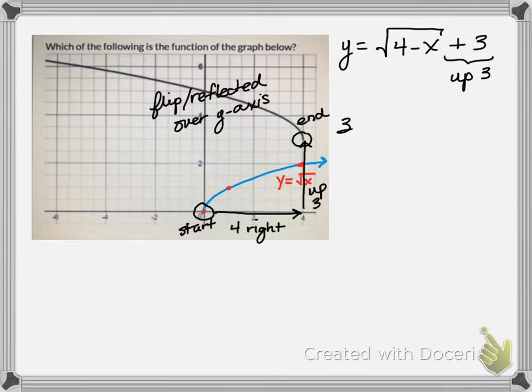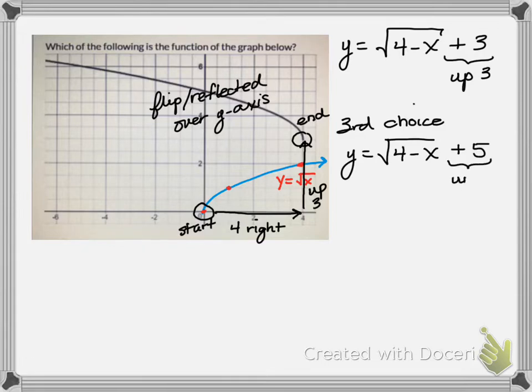I'm going to put here the third answer choice in the picture that you sent me. It was y equals the square root of 4 minus x, plus 5. This right here says it's going up 5, and by our graph, we can tell that it only went up 3, okay? So that choice is not going to work. So this was our first choice, by the way. I'm going to put this as 1. Now, so far, up 3 works on the first choice. Let me write the other 2 choices.